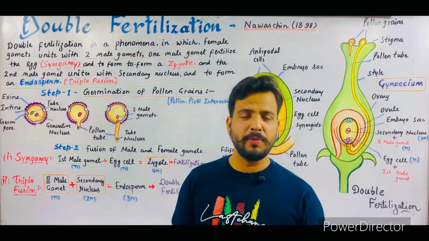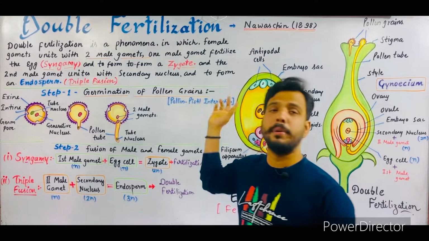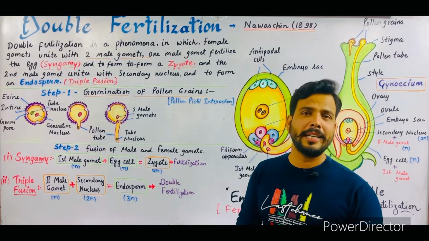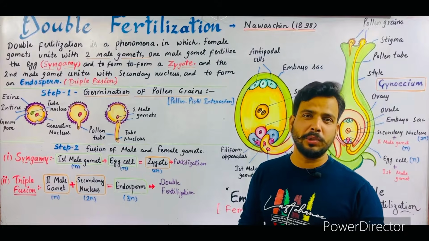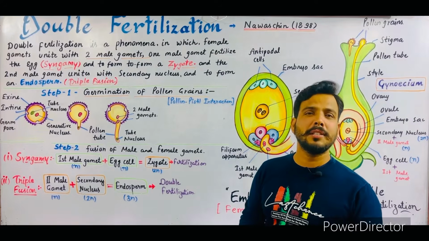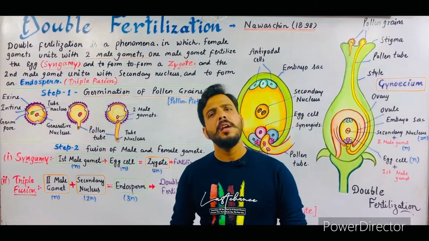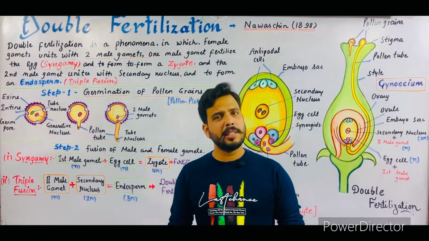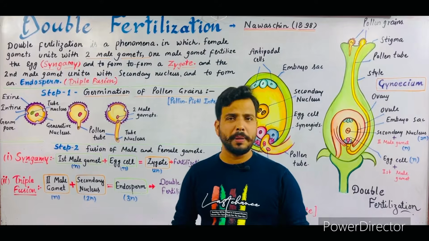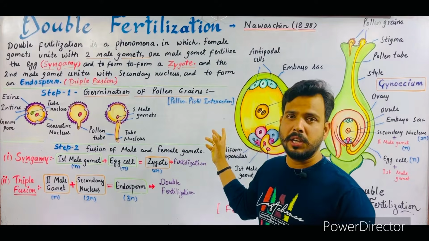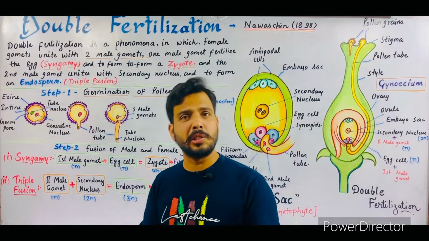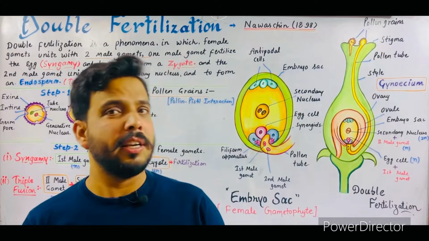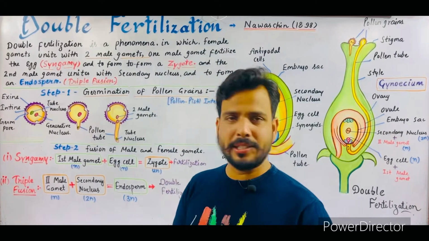Students, in this lecture we will continue our topic, that is double fertilization. As we all know, currently I am teaching all my 12 students your chapter number 2, that is sexual reproduction in flowering plants. In my last video I described all the topics related to this chapter. In this lecture we will discuss a very important topic, that is double fertilization. It is also important for all my NEET students, also for my B.Sc students and for 12 students also. So let's start the topic.